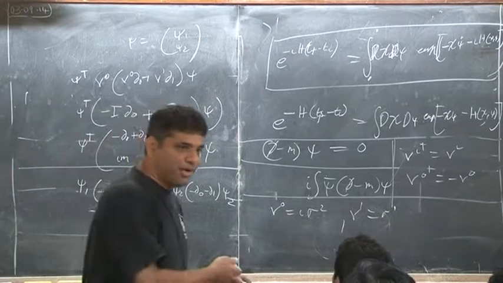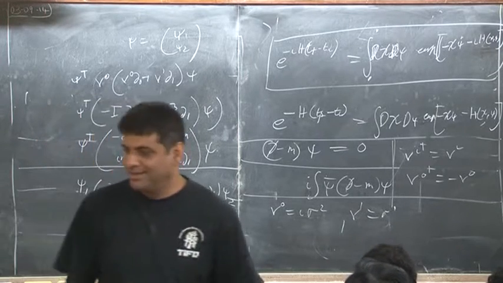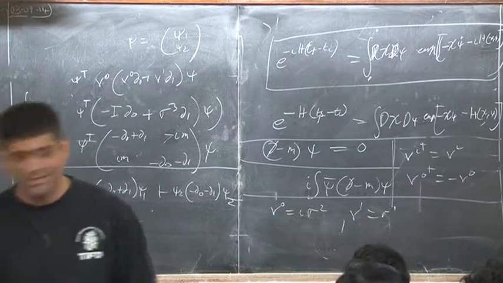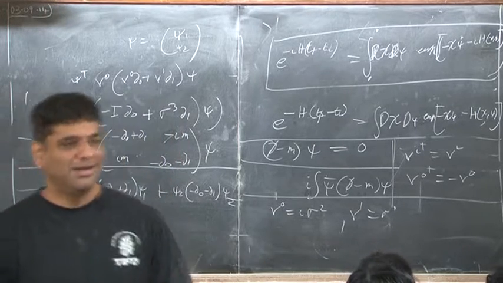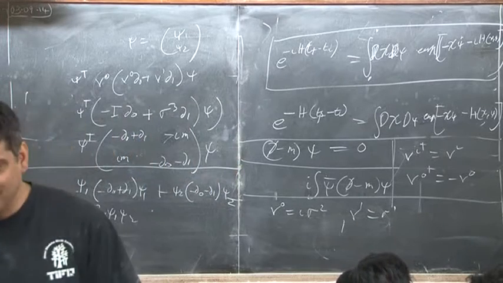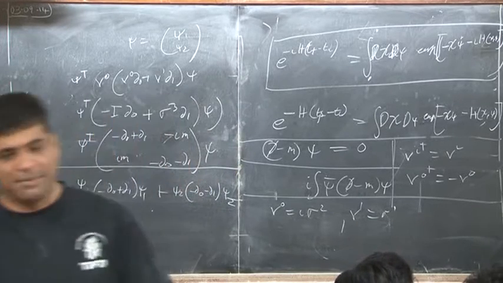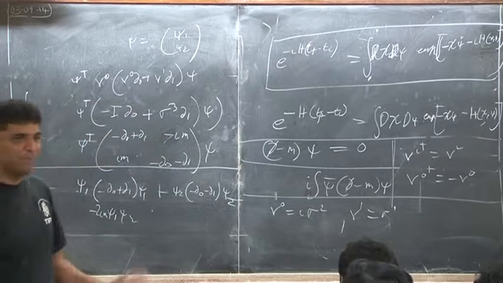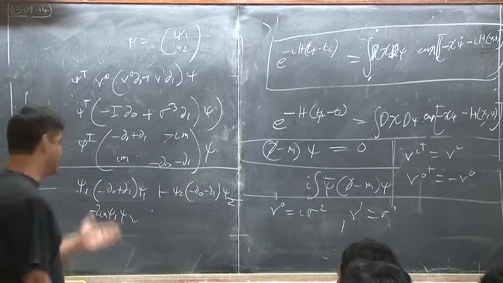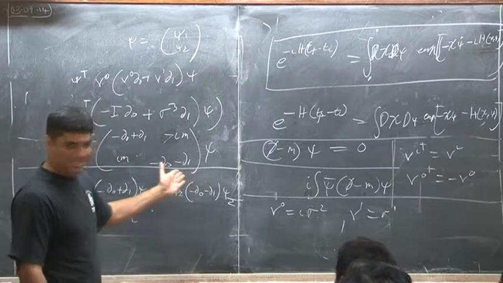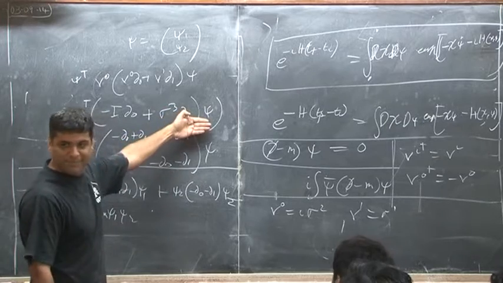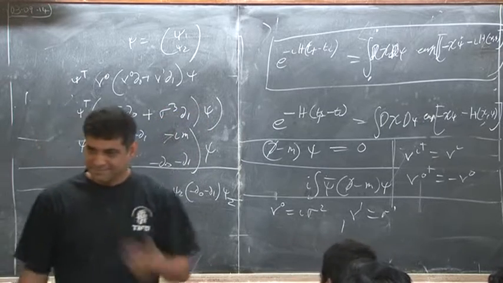Gamma 5 is the product of gamma 0, gamma 1, gamma 2, gamma 3. Now, in two dimensions, the analog of that is the product of gamma 0, gamma 1. Gamma 0 was proportional to sigma 2 and gamma 1 proportional to sigma 1, so gamma 0 gamma 1 is proportional to sigma 3, up to some plus or minus sign. Sigma 3, of course, is diagonal. So the two chirality components are the upper component and the bottom component.